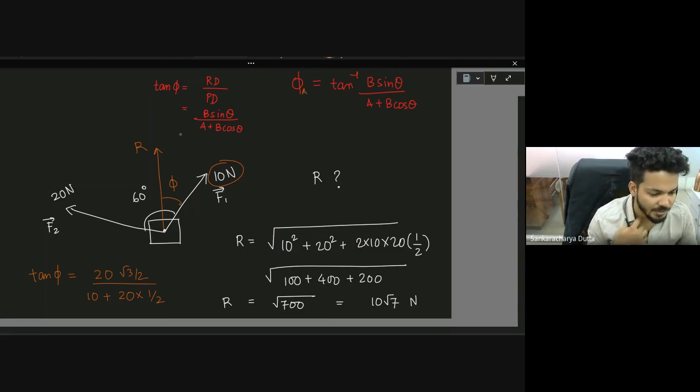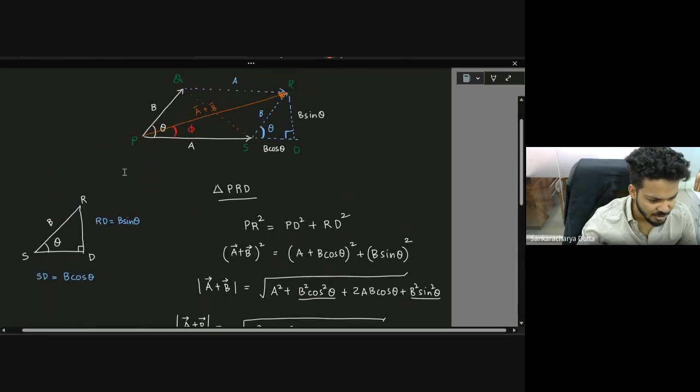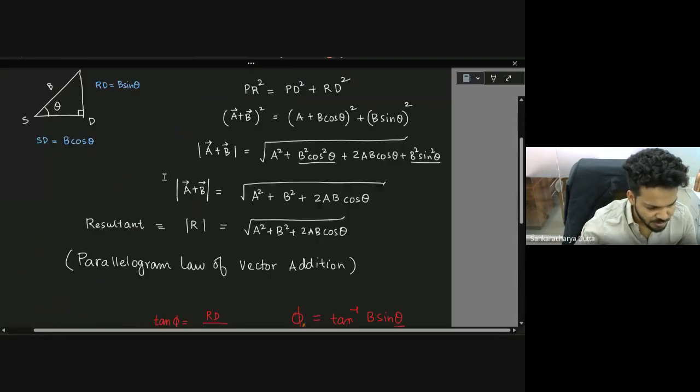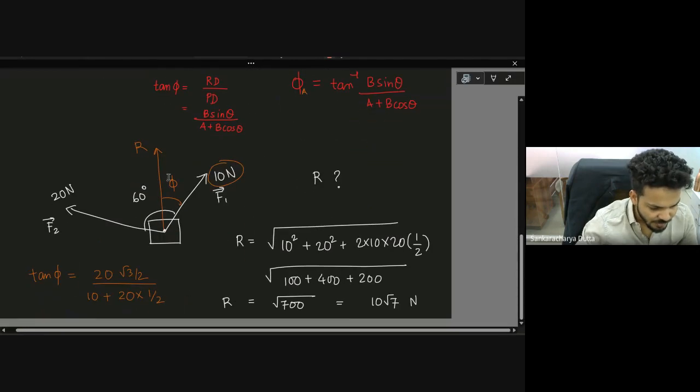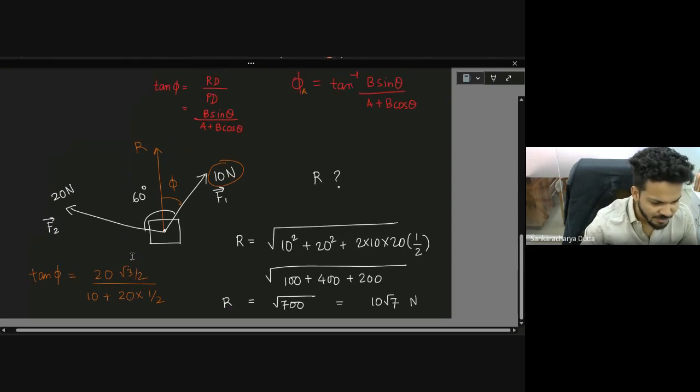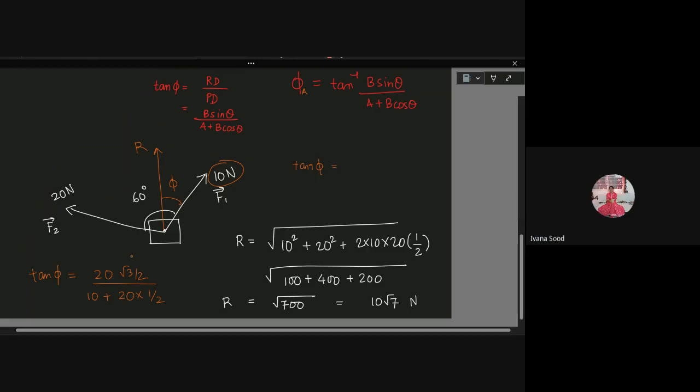Phi is the angle with A, because in our original derivation, if you check, the phi that we have found out is with A. So if you are finding phi, the angle with A, your numerator will be B sine theta. So it starts with 20 root 3 by 2 divided by 10. If you solve this, can you tell me how much we are getting? Tan phi will be how much if you simplify? So tan phi would be root 3 by 2.